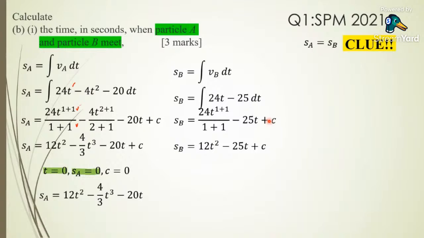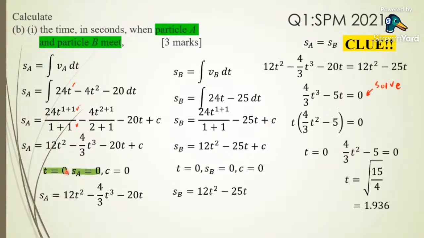Kita pun tengok yang ni. When T equals to 0, displacement is 0. What does this mean? Maksud dia, when the starting point, displacement tu dia tak bergerak ke mana-mana pun. So that's why S equals to 0. So if this is 0, this is 0, this is 0, and this is 0, C obviously 0, dapatlah yang ni. So this is the function for displacement of A.